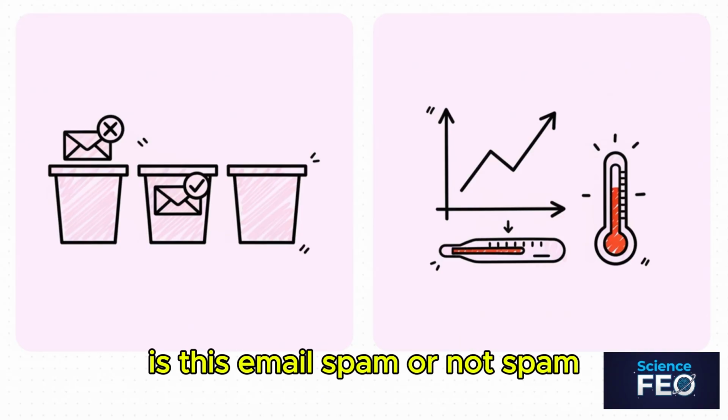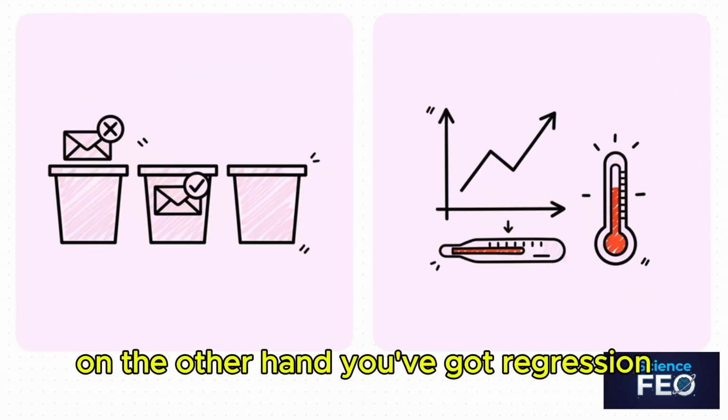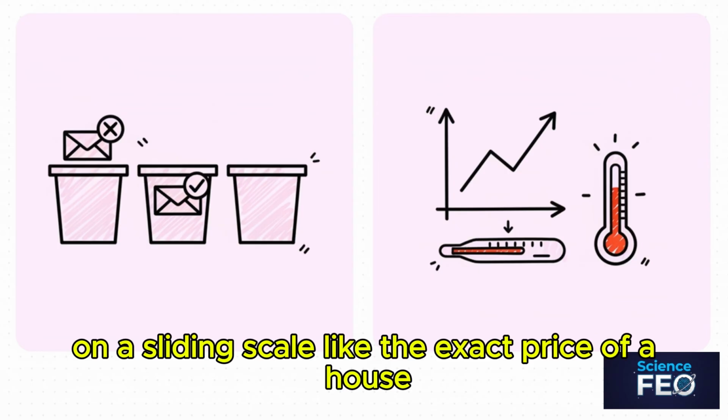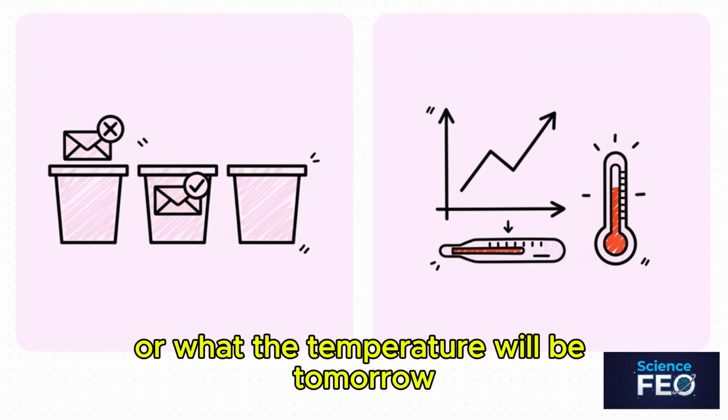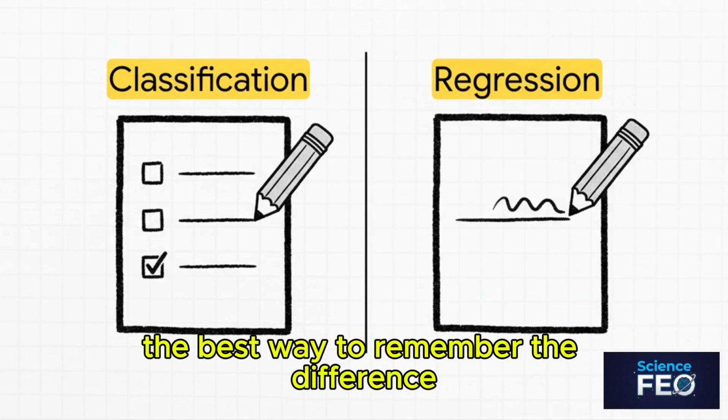Is this email spam or not spam? Did the student pass or fail? On the other hand, you've got regression, and that's all about predicting a specific number on a sliding scale, like the exact price of a house or what the temperature will be tomorrow. Honestly, this is probably the best way to remember the difference.